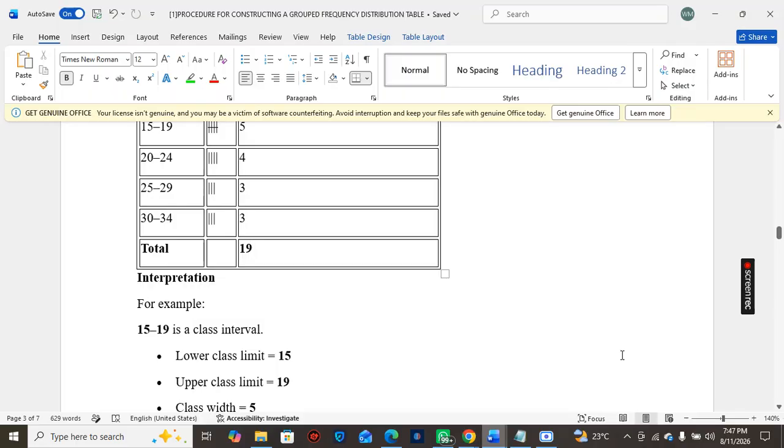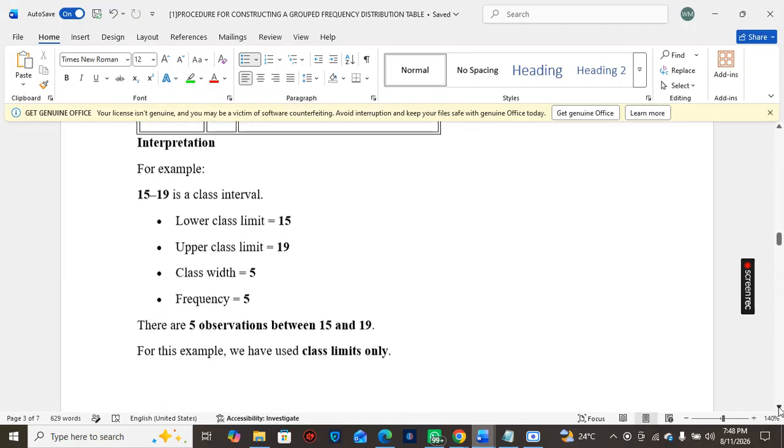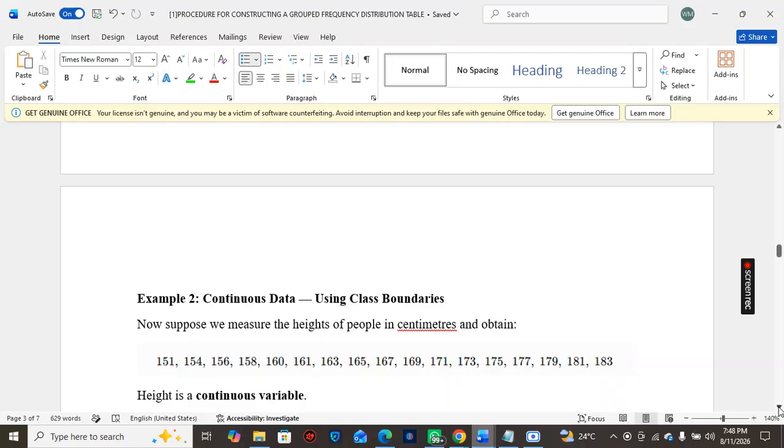And also in the class intervals, have you seen like here 15 to 19? The lower class limit is 15, the upper class limit is 19. Class width is 5. Don't do 19 minus 15 and say that the class width is 4. No, you count 15, 16, 17, 18, 19. That's 5 fingers. So the class width is 5. Any questions, colleagues, before we go to where we now have continuous data?